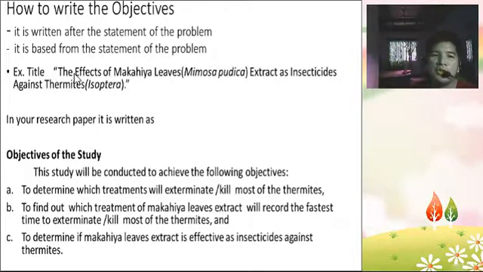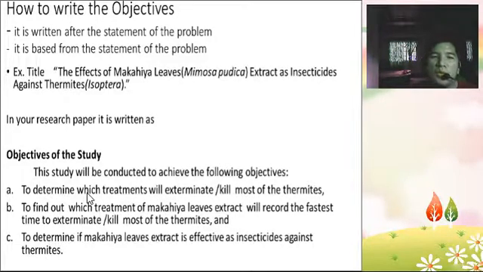So, example, yung kanina, the effects of makahiya leaves, mimosa pudica extract as insecticide against termites. So, yan ang title ng study niya. So, when you are going to write this in your research paper, ganito ang pagkakasulat. Isulat mo ang objectives of the study. This study will be conducted, no? Will be, kasi research proposal pa yan. Hindi mo pa nagagawa, kaya future tense, will be conducted to achieve the following objectives. Number 1, letter A, to determine which treatment will exterminate or kill most of the termites.